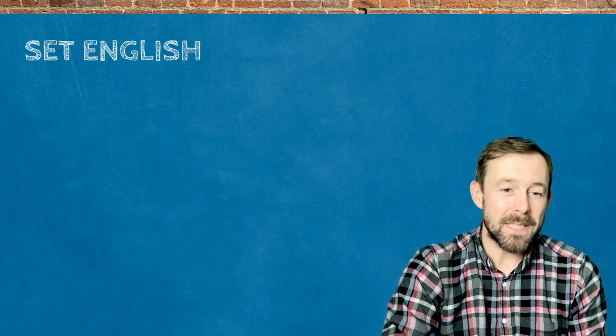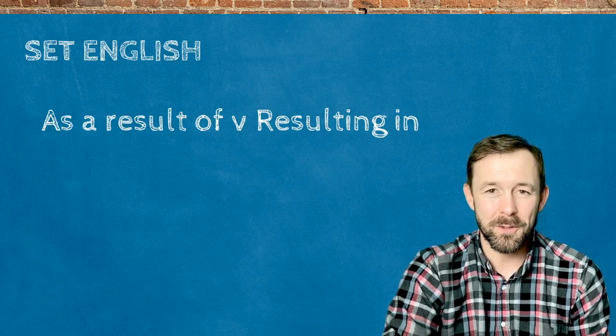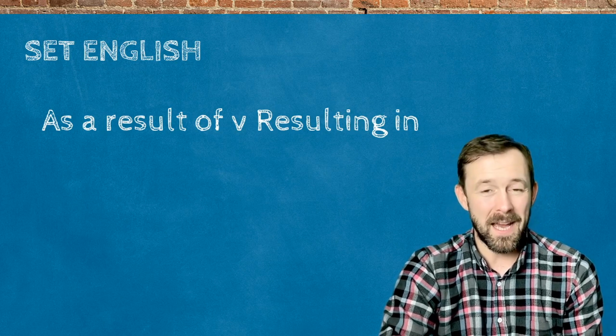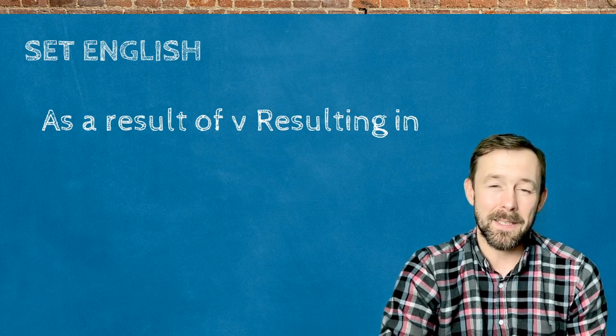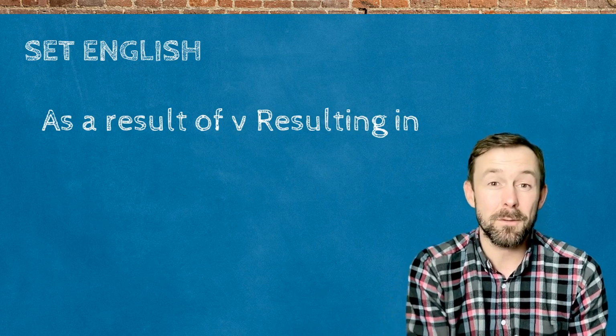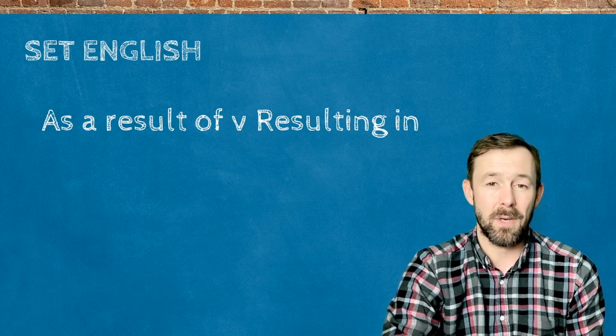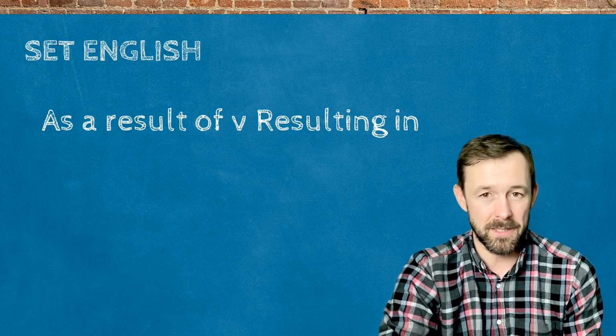What I'd like to talk to you today about are these two phrases, as a result of and resulting in. The problem that we have with these phrases is that people think that they are the same, and they're not. They're different, they have different functions. And both of those functions are really useful for writing timeline paragraphs in OET.